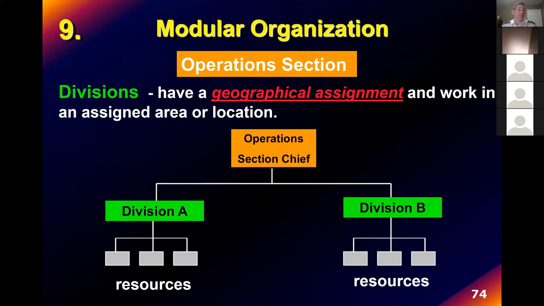It might be based on building floors. In large scale, you might see it in high rises and things like that. You're going to have the 42nd floor division or whatever. So yeah, you can divide it like that. However you're dividing it, if it's done in a geographical way, that's called a division.